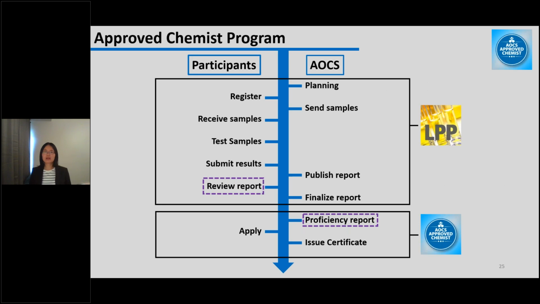In addition to this report that we have just viewed, there is also the proficiency report. The proficiency report is published every year. The report we have just viewed is published every quarter. At the end of each program year, the proficiency report will become available. The proficiency report provides a year-end summary of the performance over the year. And it determines if an analyst is qualified to apply for the approved chemist status. The approved chemist program is an extension of the laboratory proficiency program.